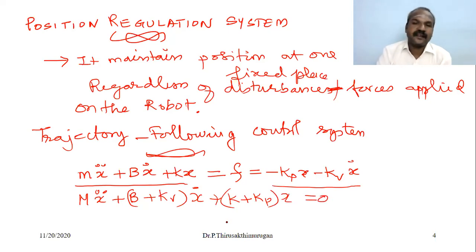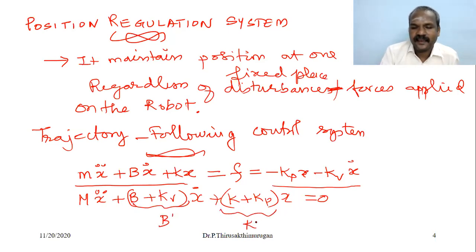Now we have generated a control law, right? In the second order steady state error response, kp is the position constant and kv is the velocity constant. In terms of a PID controller, kp is the proportional gain and kv is the derivative gain, because kv multiplies the derivative of the displacement. Clear? So now I am going to modify this expression as b dash and this expression as k dash. Let's see.